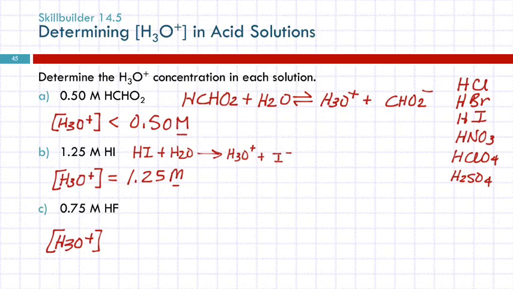Less. It's less than 0.75. Why? It's a weak acid. It's not on the list. It didn't make the list. It's a weak acid. So it's going to ionize partially. The hydronium ion concentration will be less than the concentration of the acid. Any questions? Never greater, no. The concentration of hydronium cannot be greater than that, because where would the other hydronium ions come from?